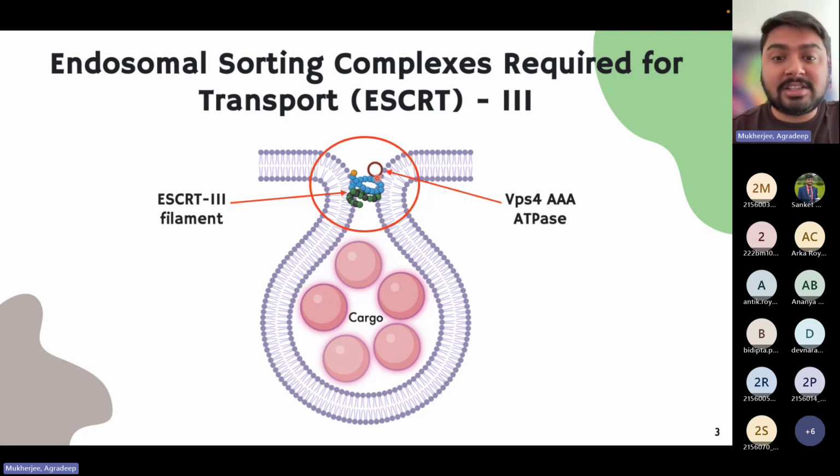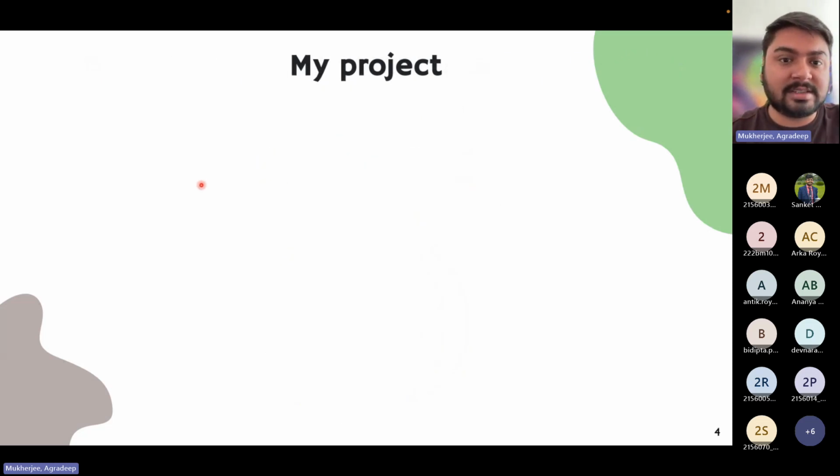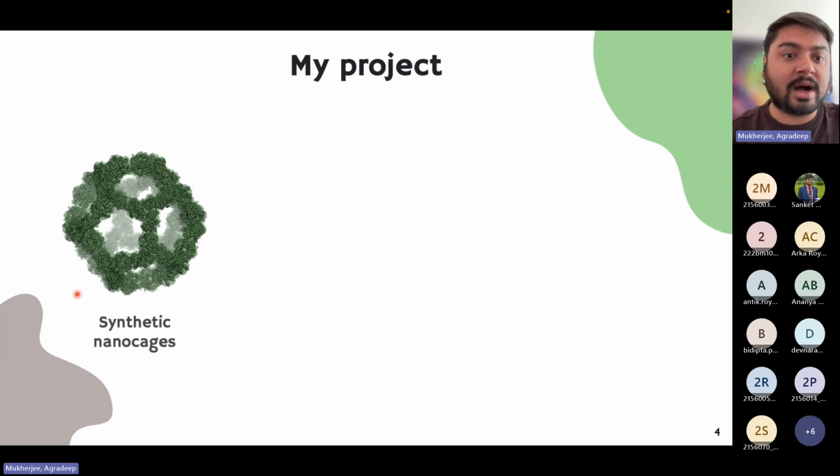Now, it's known that this occurs, but the last step, how it actually constricts and severs the bud, is not known. So I am working on that, and my approach is to generate these omega shaped invaginations and later recruit these ESCRT-3s to study how they work. So this is my project overview. So how to form those omega shapes? It is generally formed using cargo. So I use synthetic nanocages as cargo.